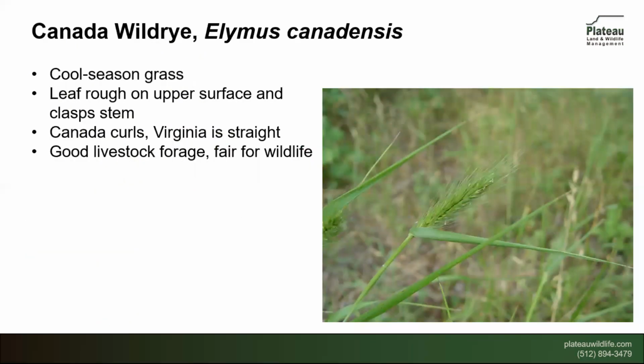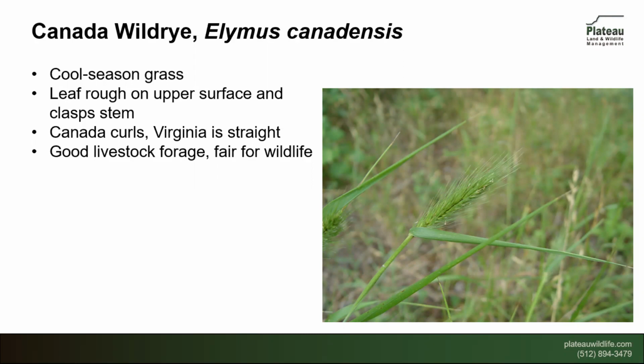Wildrye is another great cool season grass, a common one. There's a couple of species. This is Canada Wildrye. We've also got Virginia Wildrye, which is pretty common here in Texas. And I'll show you one difference here in just a second. But Wildryes have that kind of distinctive cereal grain looking head.